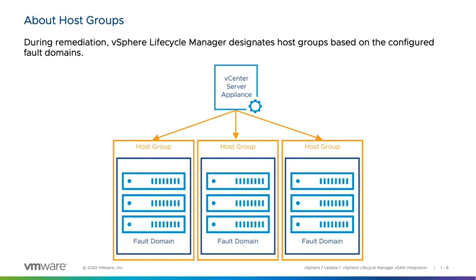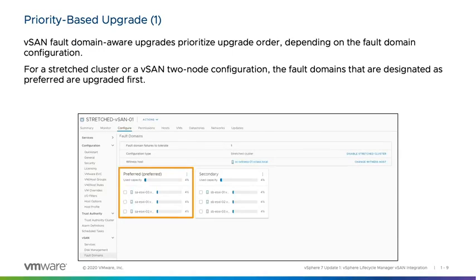vSAN fault domain aware upgrades prioritize the upgrade order, depending on the fault domain configuration. For a stretched cluster or a vSAN 2-node configuration, the fault domain that is designated as preferred is always upgraded first. You can view your preferred fault domain in the vSphere client by selecting the cluster and navigating to Configure and Fault Domains under the vSAN menu.